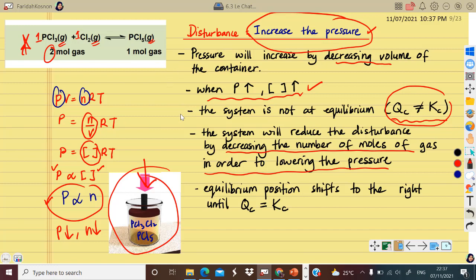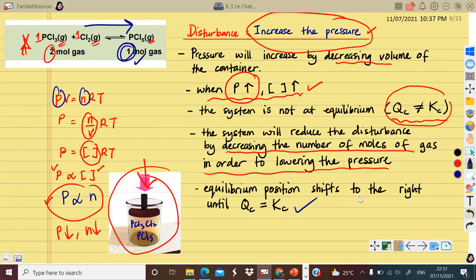Okay, jadi disebabkan sekarang gangguan itu adalah pressure of the system yang bertambah. To reduce the disturbance, pressure itu perlu dikurangkan. So, macam mana kita nak kurangkan? Kita kena kurangkan bilangan mole of gas. Jadi, tindak balas yang cenderung menghasilkan bilangan mole gas yang sedikit akan cenderung untuk berlaku. So, kalau you tengok kat sini, forward reaction adalah satu tindak balas that produces fewer moles of gas. 2 dengan 1. 1 mole kurang kan? Okay, so in this case, the equilibrium position shifts to the right until QC equals to KC.